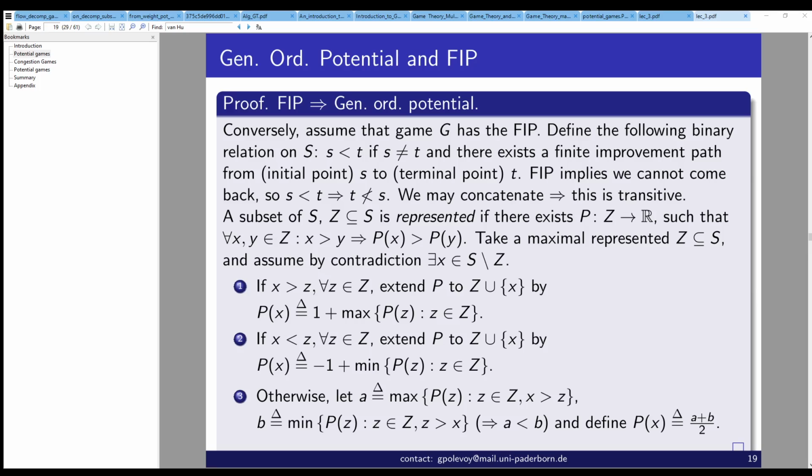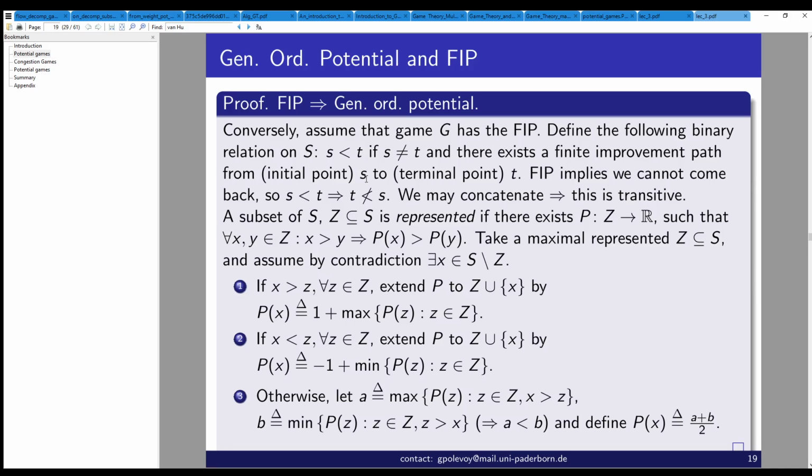Okay, so my apologies for the confusion. I know I fixed all this, it should be clean. So look, first S is smaller than T if S is not equal to T and there is a finite improvement path from S to T. So S is the initial point of that path and T is the terminal point.